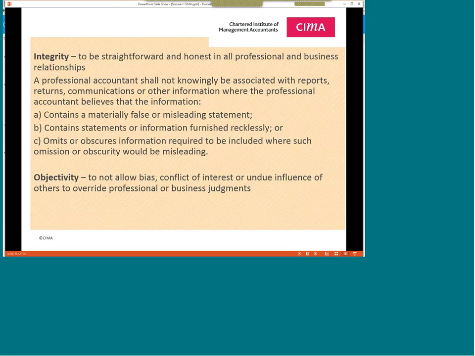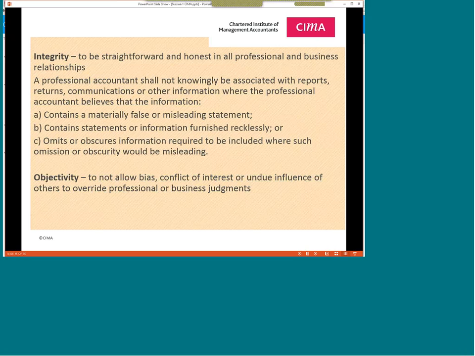So it means for a management accountant not to provide or communicate any information, because especially as management accountants, we have to report to the management, and we are providing a lot of information on the business. So we need to make sure that the information we provide doesn't contain a materially false or misleading statement, that it will not contain information that was produced recklessly, or that it omits or obscures information required to be included in a specific report, for example.